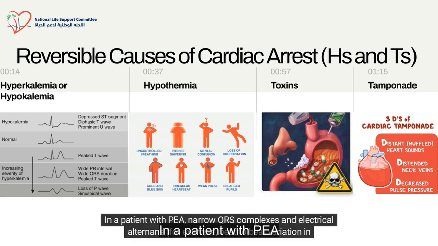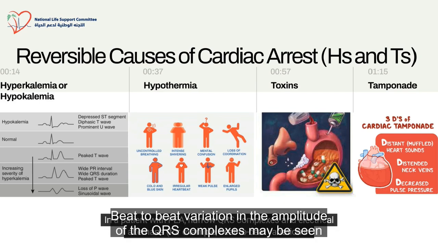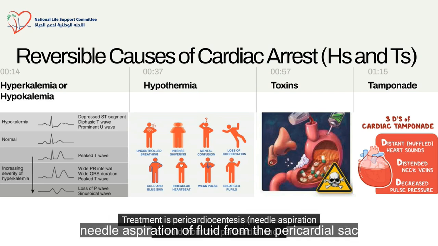In a patient with PEA, narrow QRS complexes and electrical alternans, for example, beat-to-beat variation in the amplitude of the QRS complexes, may be seen. Treatment is pericardiocentesis, needle aspiration of fluid from the pericardial sac.